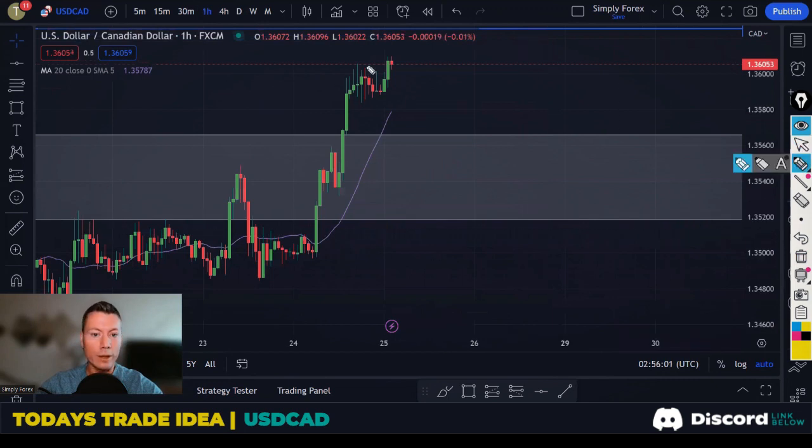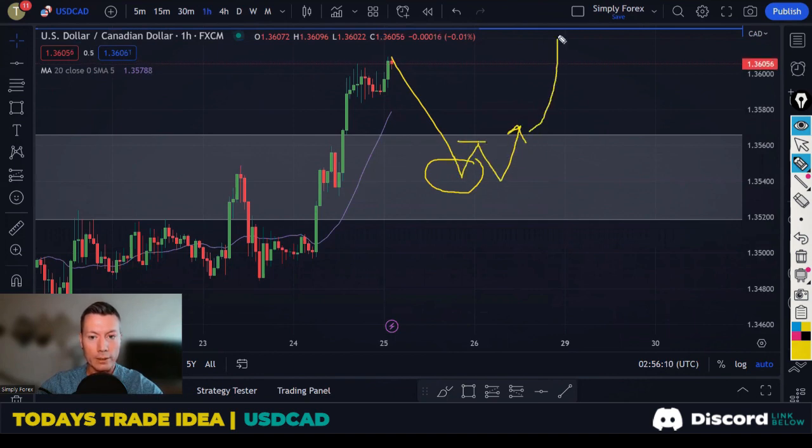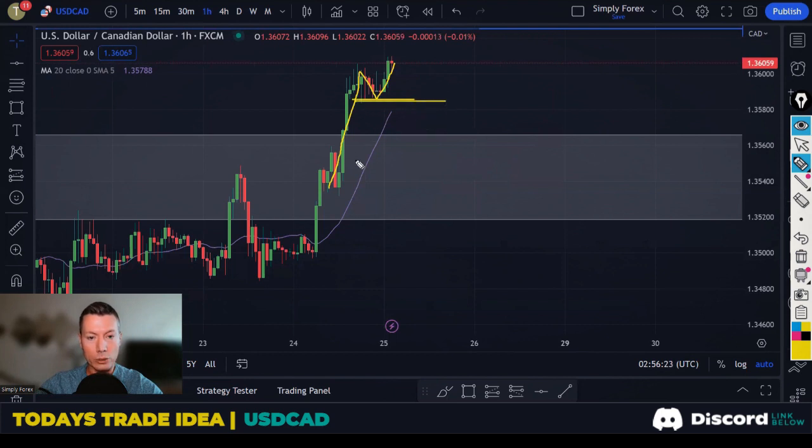If it does, we'll have a breakdown in H1 structure. So I would need a build up in H1 structure, and then we start buying it again. This might not happen today, but there is a level here as well. You can clearly see there's a level through here on the H1.